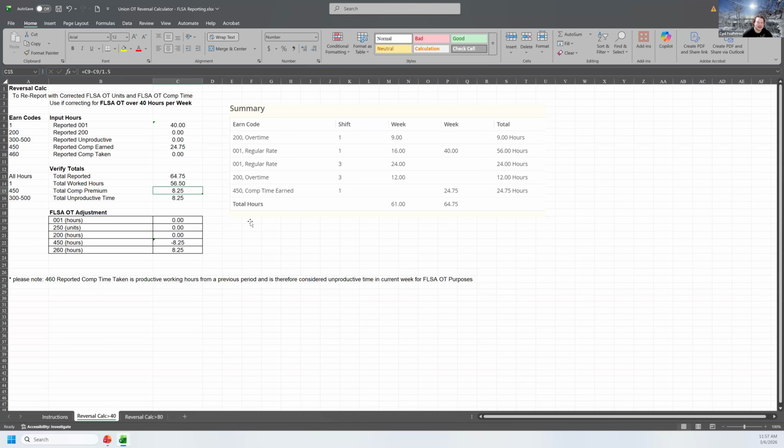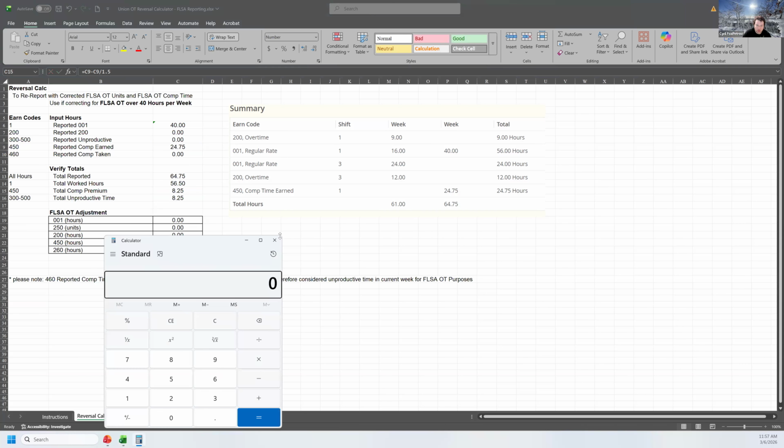We have 8.25 hours of premium, and that is calculated by taking this divided by the 1.5 rate. So that means what was actually worked was 24.75 minus 8.25. It's actually 16 and a half hours. We worked 16 and a half hours, but we're able to record 24.75 because we grossed it up at that 1.5 times rate.